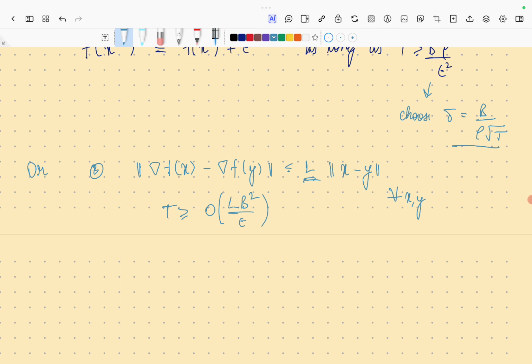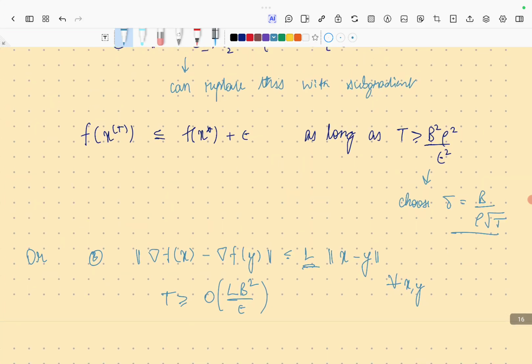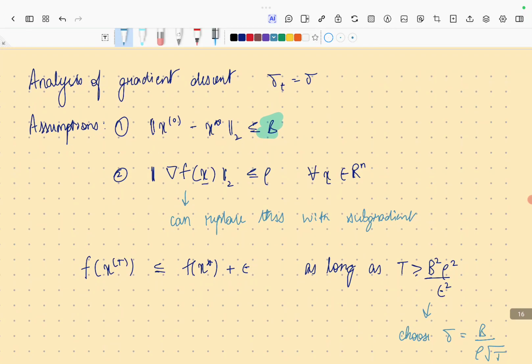So the previous assumption, B. Correct. You can never find such a rho. Why is that true? You can always find a gradient that's larger than a gradient. Correct. So for example, we'll assume that in this region, in fact, as we'll see, it's sufficient if in this entire region, the gradient is less than or equal to rho. It turns out, of course, just for the analysis we will do this, but it's not strictly required.